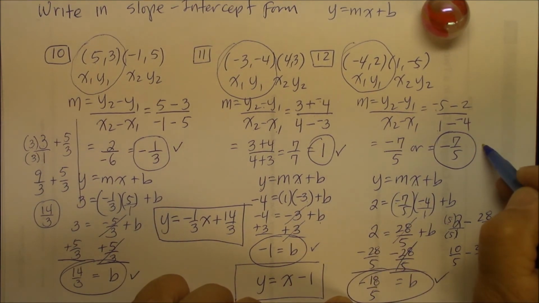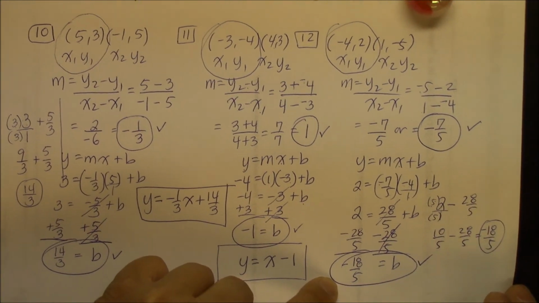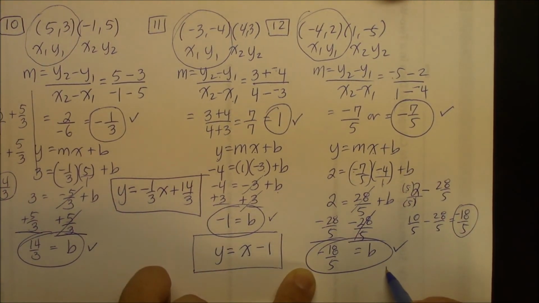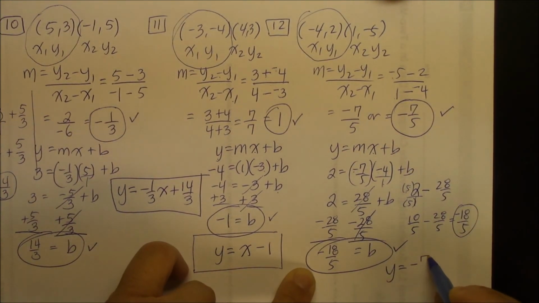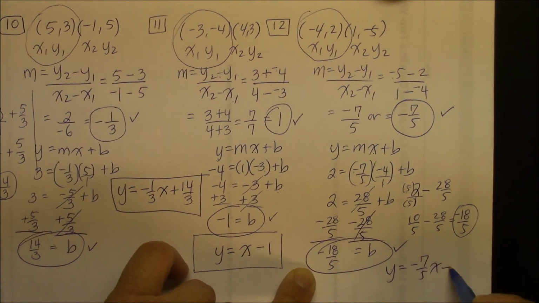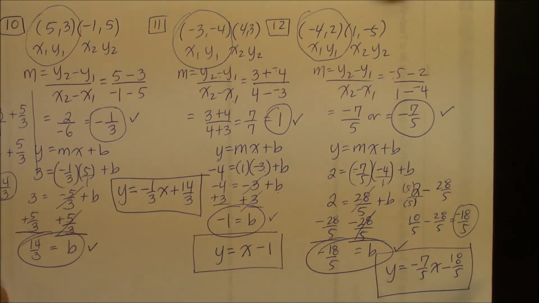I got my y-intercept. I got my slope. I'm going to put them together. And the answer becomes y is equal to negative 7 over 5x minus 18 over 5. This is just as bad as the first one, number 10. But I think you got the idea.